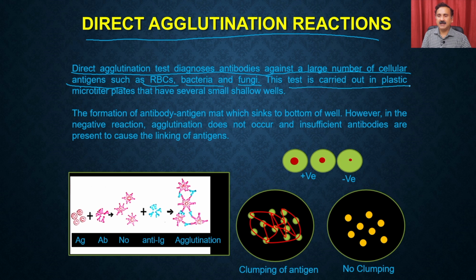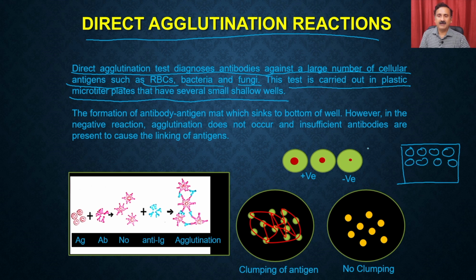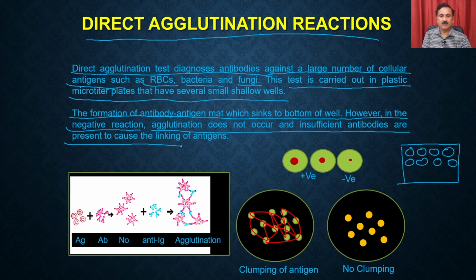This test is carried out in a plastic microtiter plate that has several small shallow wells, right? So it can be used in a 96 well plate. You can have different wells, and all these wells can be used for different samples. The antibody-antigen mat forms and sinks to the bottom of the well. However, in negative reactions, agglutination does not occur, as insufficient antibodies are present to cause the linking.